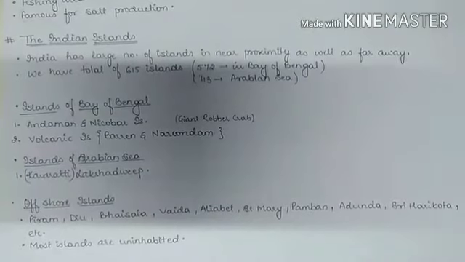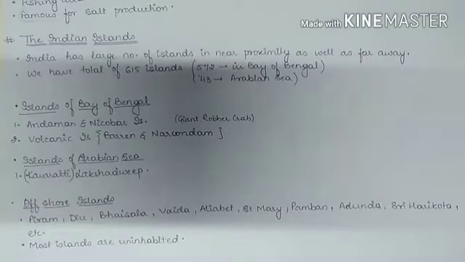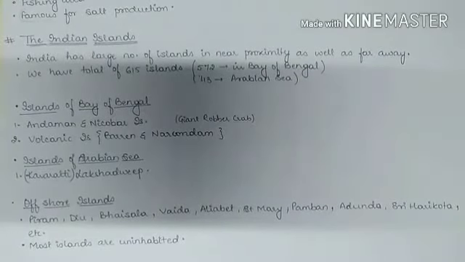Now the Indian islands, in total we have a large number of islands, and in total we have 615 islands, out of which 572 islands lie in the Bay of Bengal, and the remaining 43 lie in the Arabian Sea. Okay, so why do we have more islands in the Bay of Bengal? In the Bay of Bengal, we have delta formation there. So most of the islands are formed due to collection of sediments. So we have 572 islands.